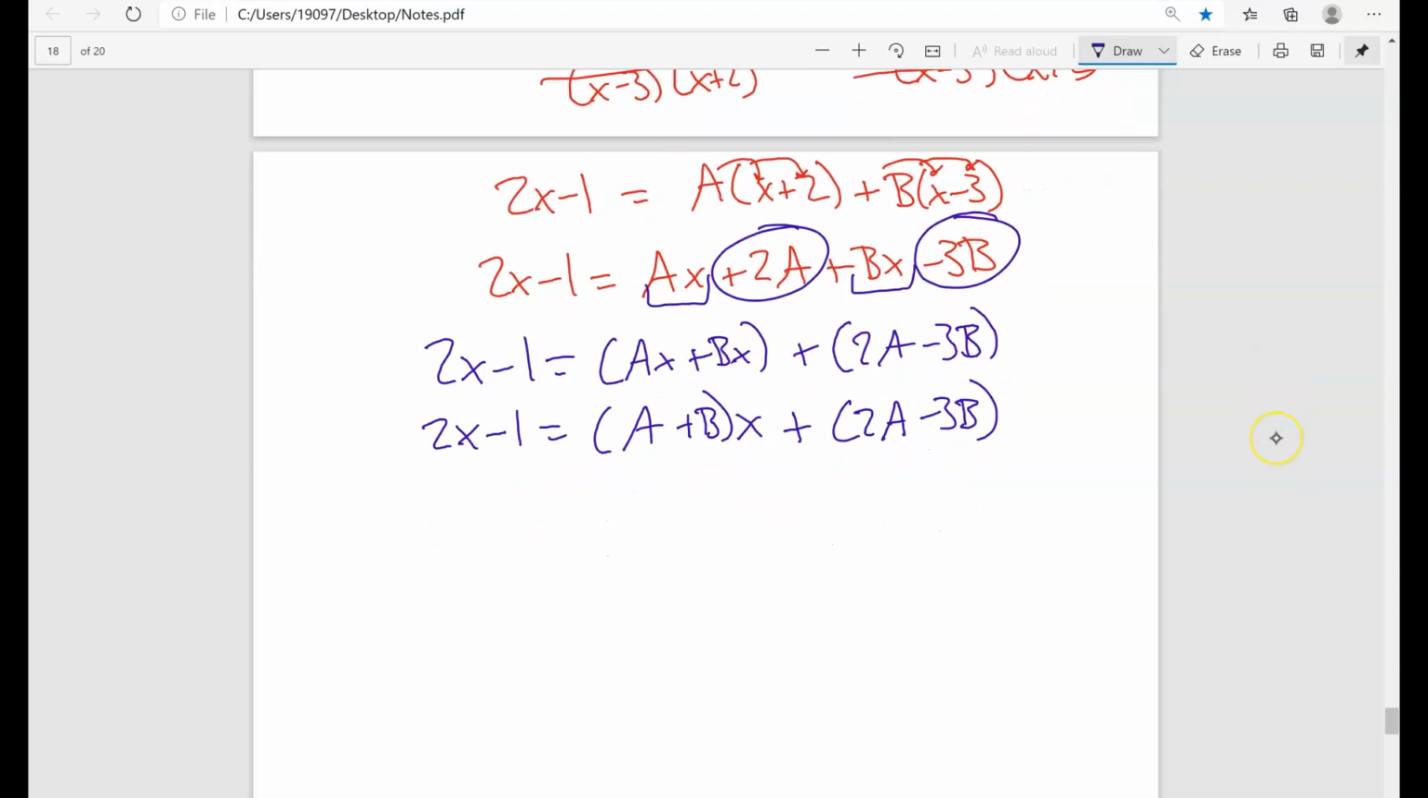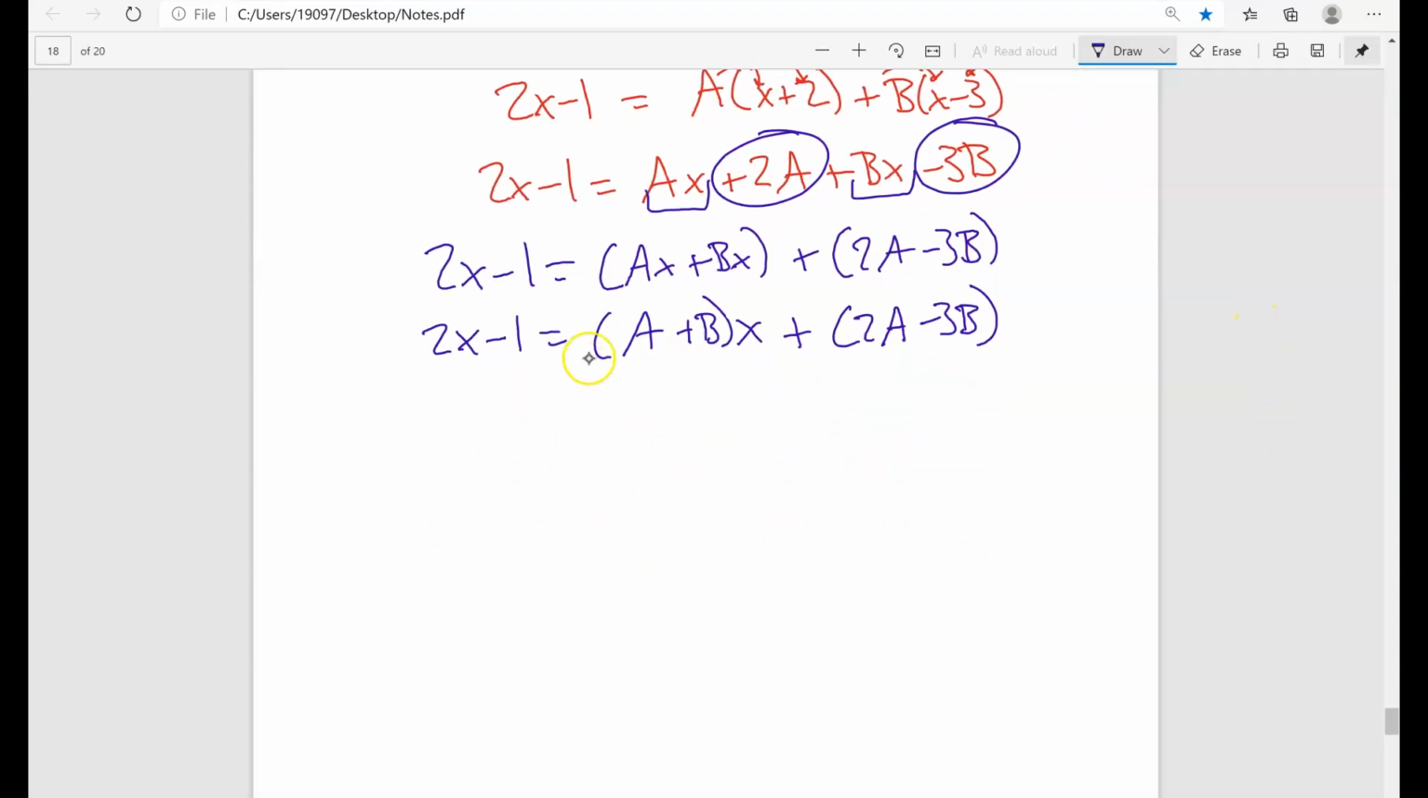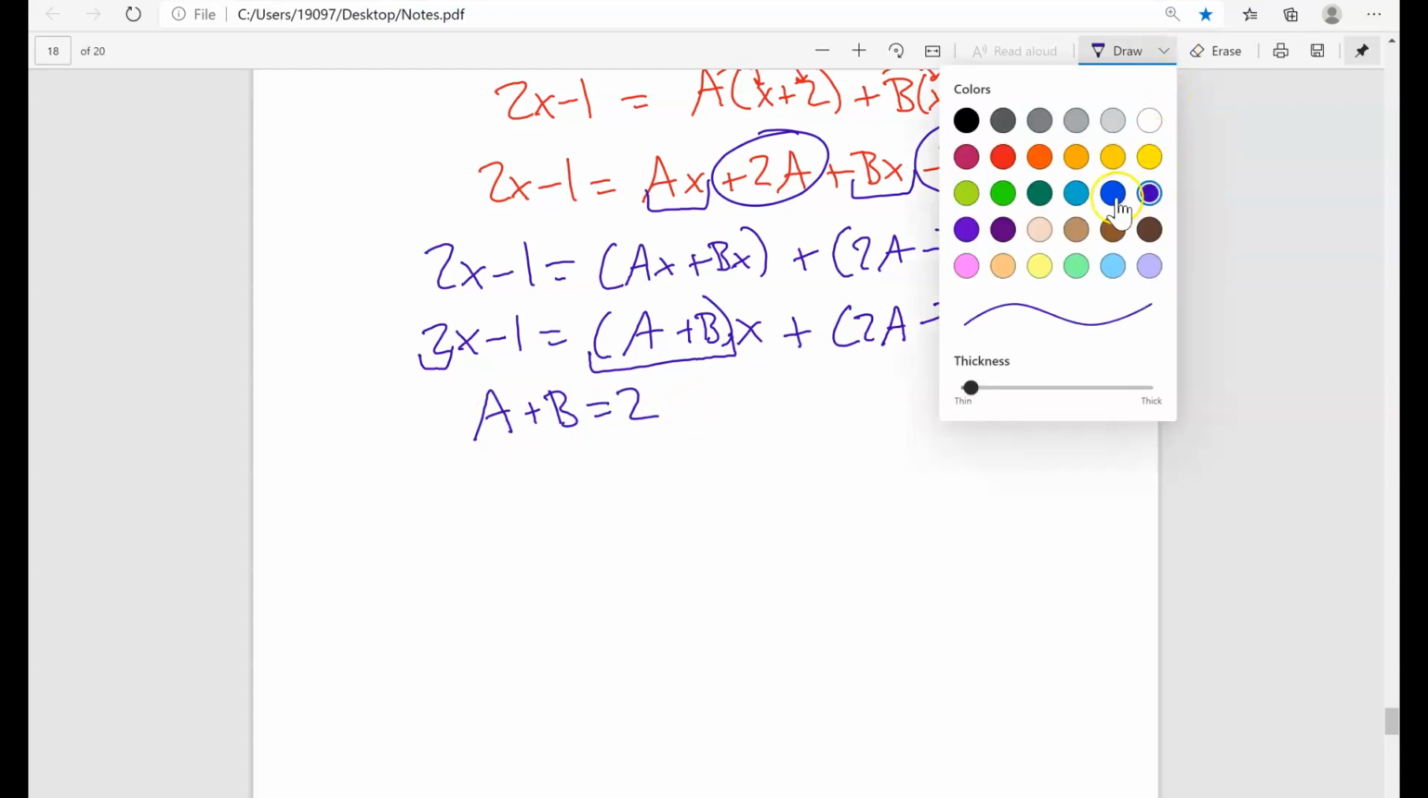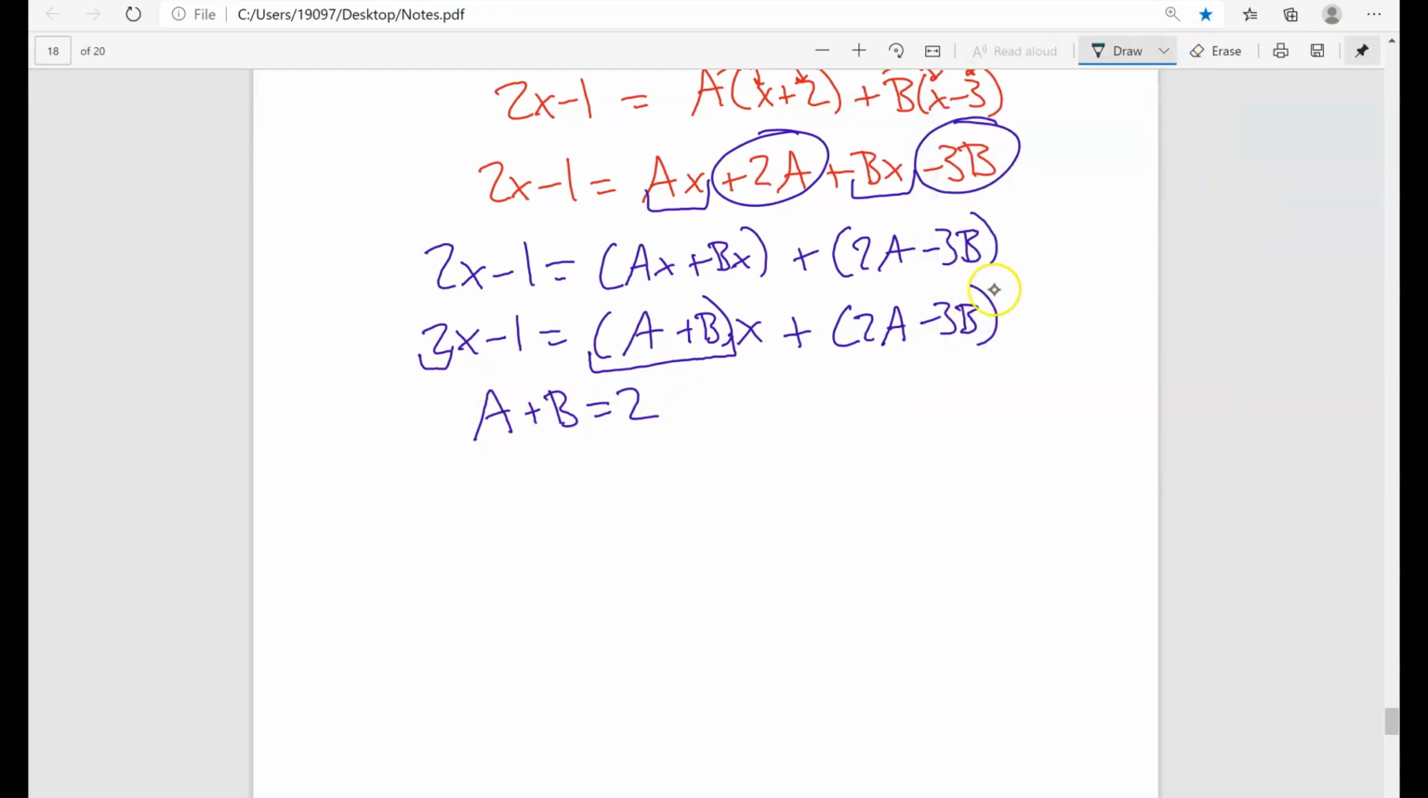Okay, and then what we're going to do is equate them. So A plus B, which is in front of the x, goes with this 2. So A plus B is equal to 2. And the one that is a constant is going to be equal to whatever is the constant on the other side, which is negative 1. So 2A minus 3B equals negative 1.